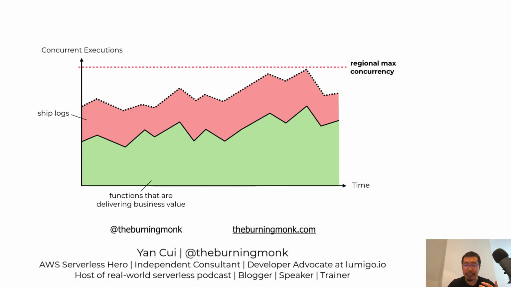And not to mention that when you use so much concurrency to ship logs, you can start to cause other functions to be throttled, because once you hit that regional limit, invocations are going to get throttled, and there's no control over which function gets throttled in that case. So your low priority functions that are shipping logs can actually cause your high priority business logic functions to get throttled, which is something that happened to us when I was working at The Zone, where we were running a lot of very high volume systems. So of course that wouldn't be great.